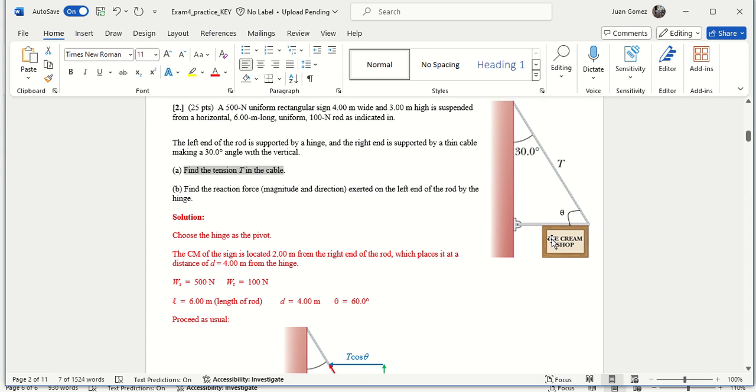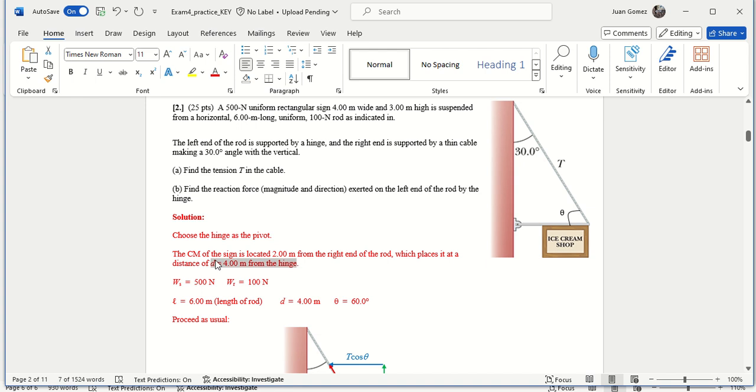Now remember, the sign is uniform, so the weight of the sign acts at its geometrical center. So the center of mass of the sign is located 2 meters from the right end of the rod, which places it at a distance of d equal to 4 meters from the hinge. Nothing complicated, because remember, the width of the sign is 4 meters. So the weight of the sign acts 2 meters from the right, which makes it 4 meters from the pivot.